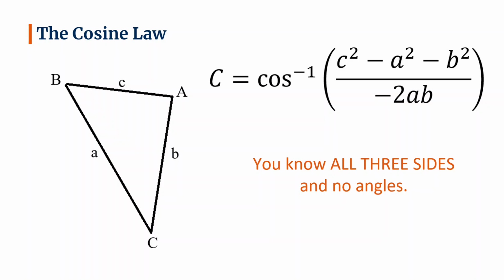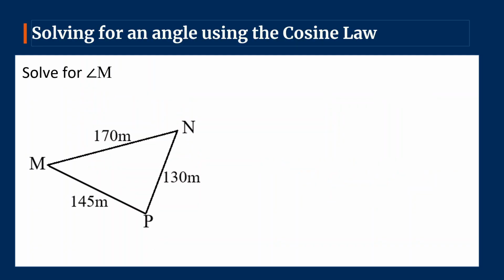So, when do you use the cosine law? You use the cosine law when you know all three sides but no angles. So this version of the cosine law will allow you to find one angle if you know all three sides. So for example, let's look at this problem. I want to find angle M. So here's angle M. And I know all three sides of the triangle, which means I can use this backwards cosine law that we've just discovered. However, I have to use the backwards cosine law using these letters. So this is side M, this is side P, and this is side N.